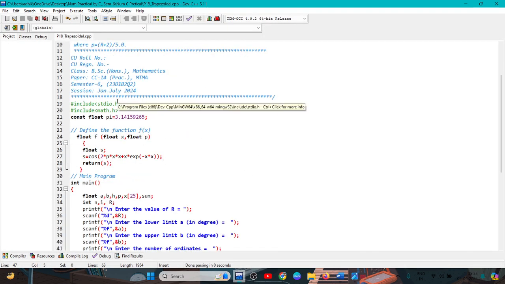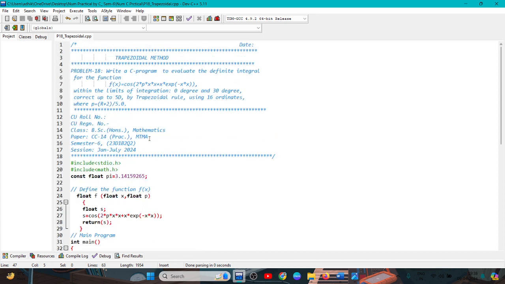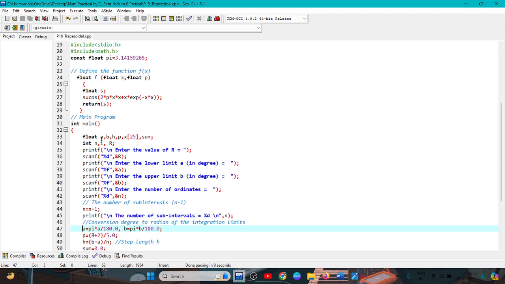This includes stdio.h and math.h, because we use here the cos function, exponential, and pi, which are all in the math header file. And first we define the pi. This is the floating type and this is the constant. So we first define constant floating type pi equal to 3.1415925, and the function definition is this. The arguments of this function are x and p, because here this function depends on p, so p equal to r plus 2 by 5.